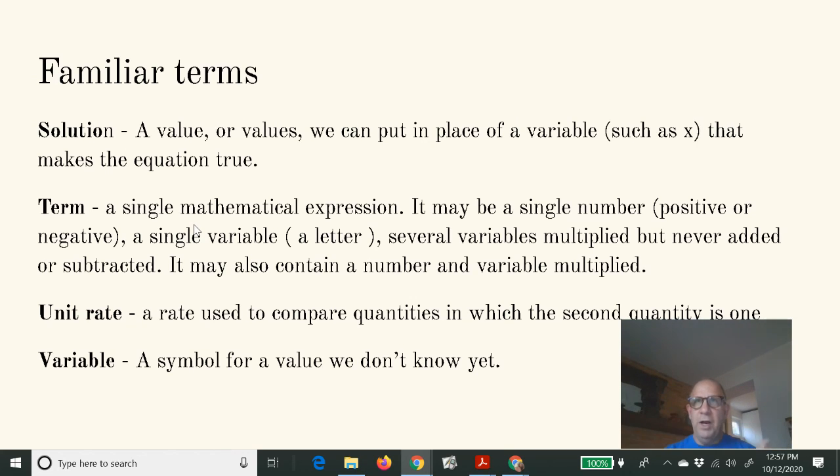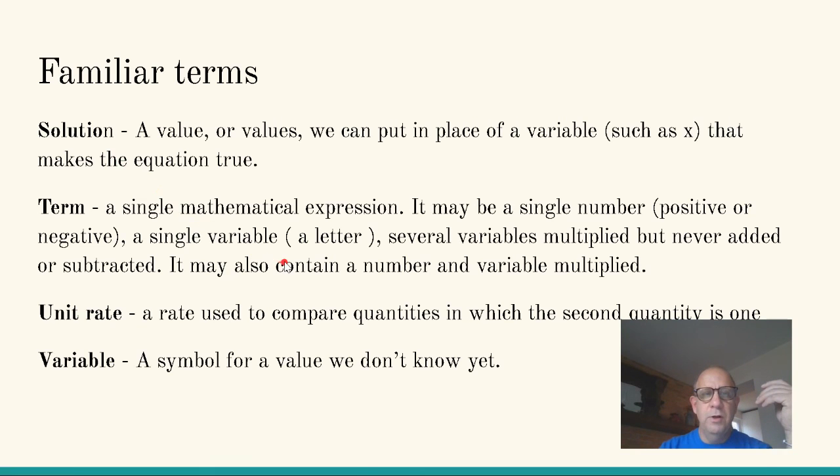When you divide the unit rates, one of them is 1, the second quantity is 1. That's how many of one of those. Like I drive my car on the highway at 55 miles per hour. For 1 hour, I go 55 miles. That's my unit rate. And a variable is a symbol, usually a letter for a value we don't know. So x is the most common variable we usually have.